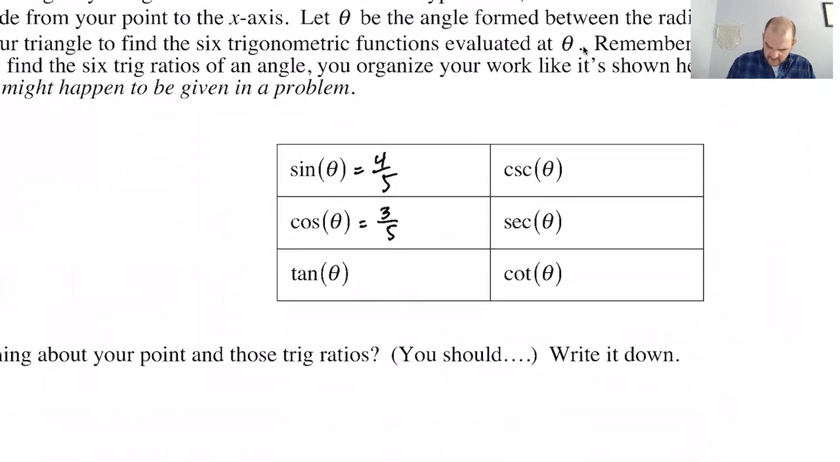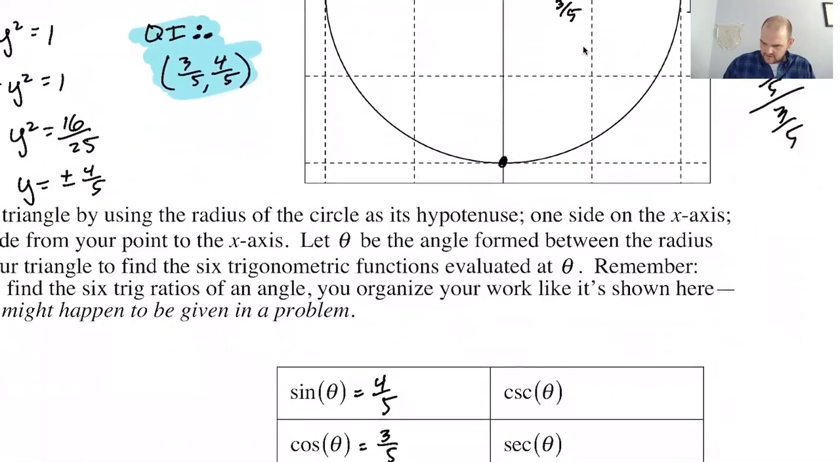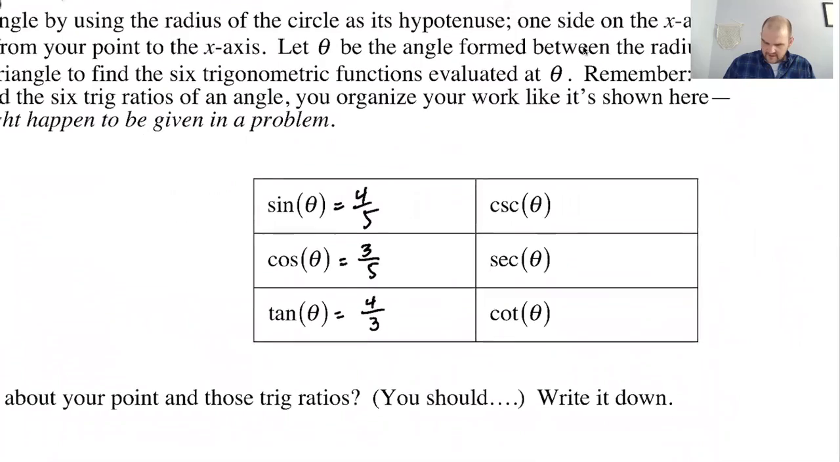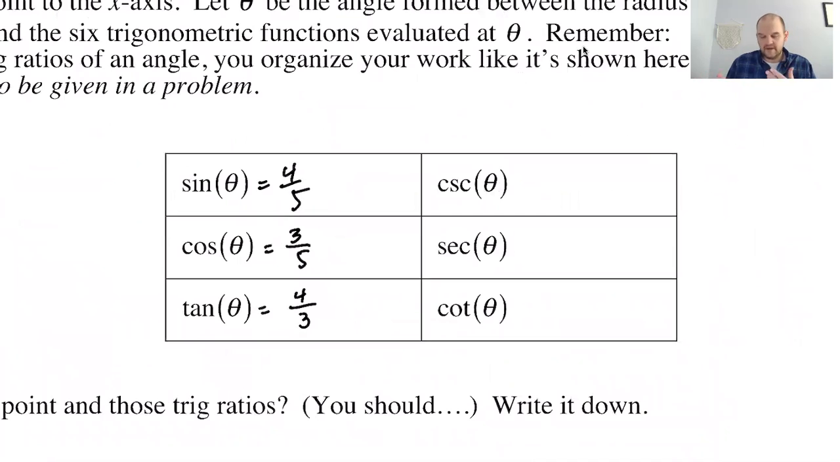So this gives me 4/3, which I think is what I got. Okay. Now the other ones you always just find by taking reciprocals. So I don't really go back to the triangle for these. What I do instead is just flip things over.